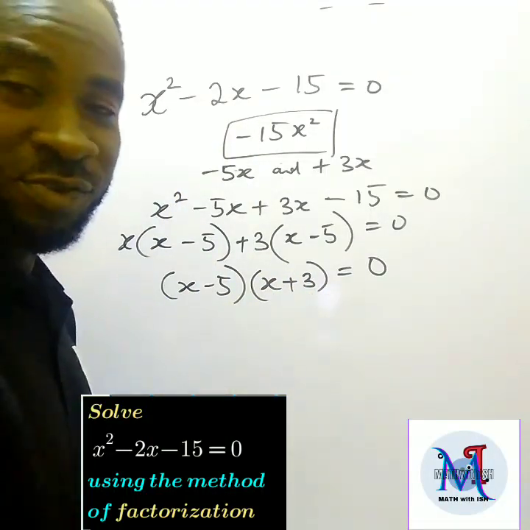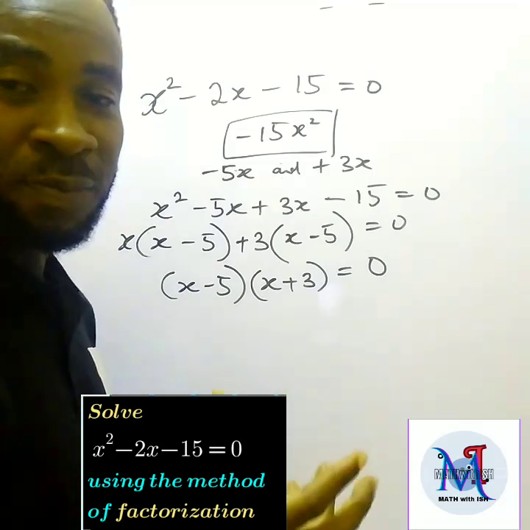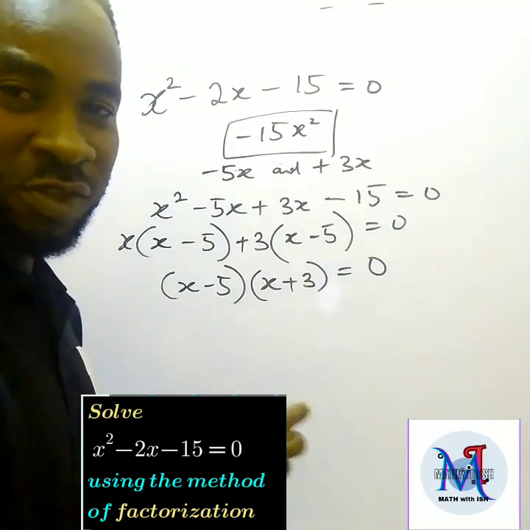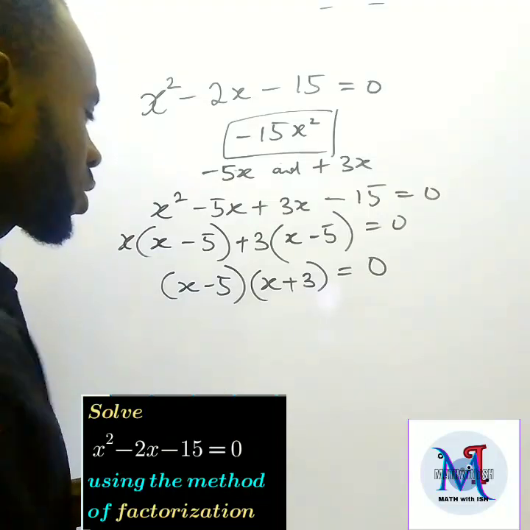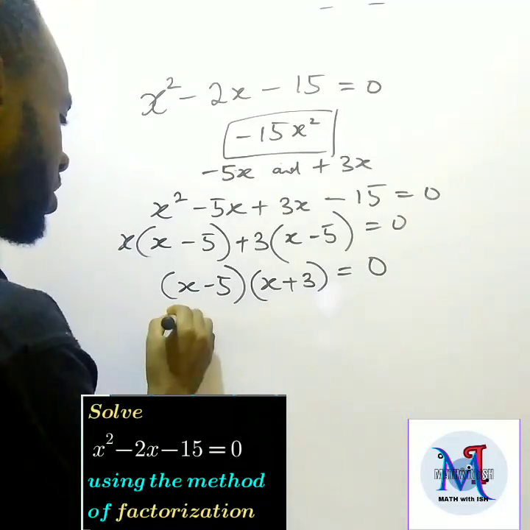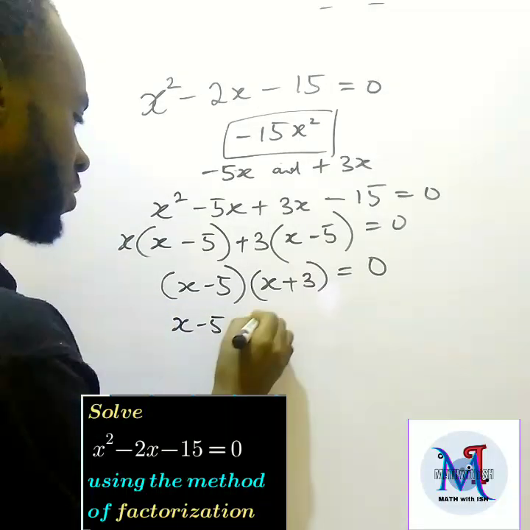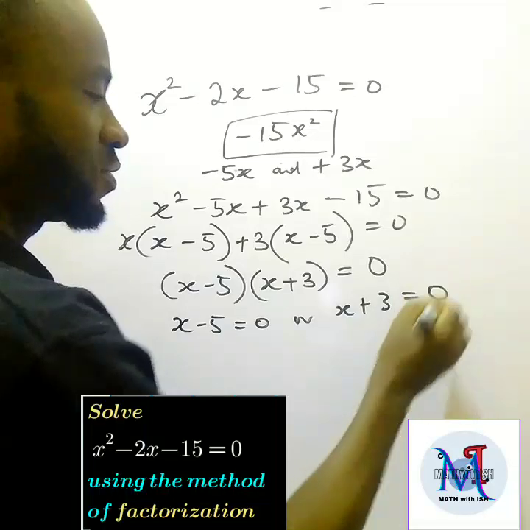Now the next thing to do is to get the roots of the equation. The roots of the equation is also known as the solution to the quadratic equation. And how do we do that? We take each of these and equate to 0. So that will give us x minus 5 equal to 0, or x plus 3 is equal to 0.